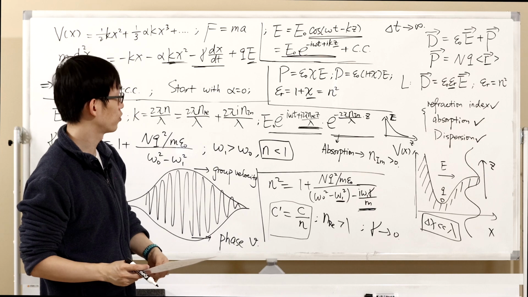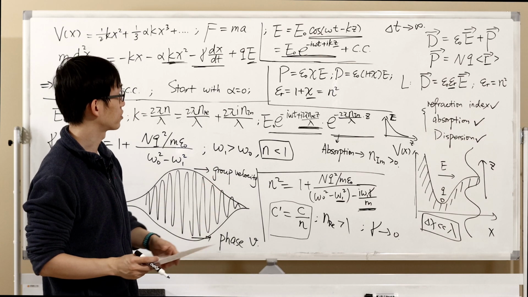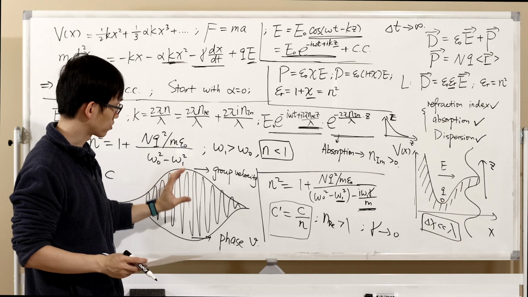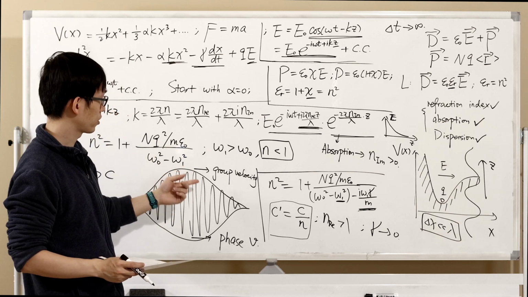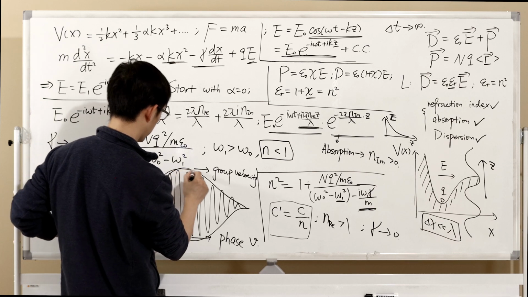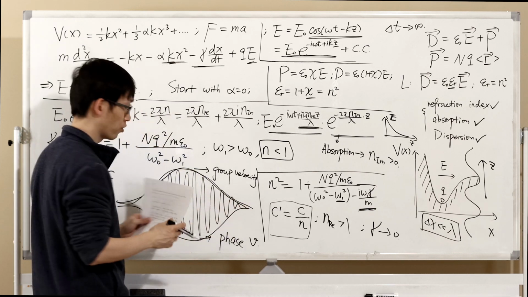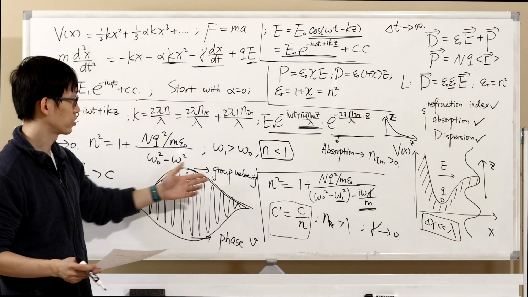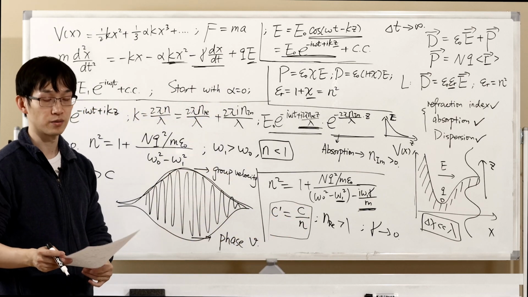So the way to really calculate group velocity is to have multiple frequency components, really write this down as a wave packet, and then show how the envelope of the wave moves forward in space. There you will show that it actually cannot go beyond the speed of light.